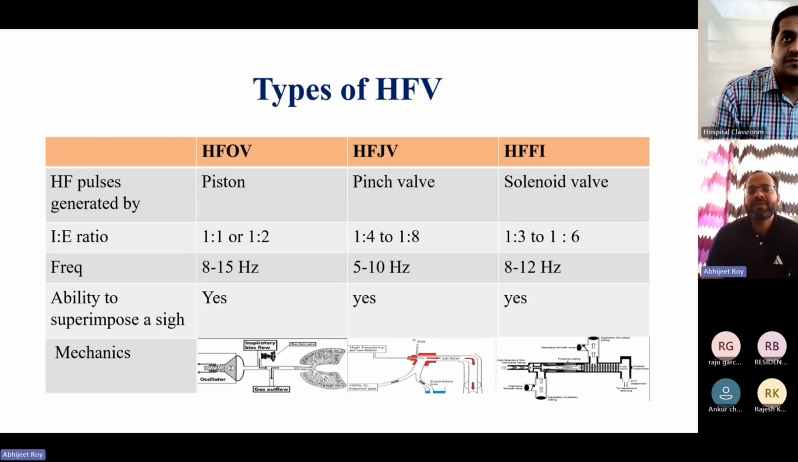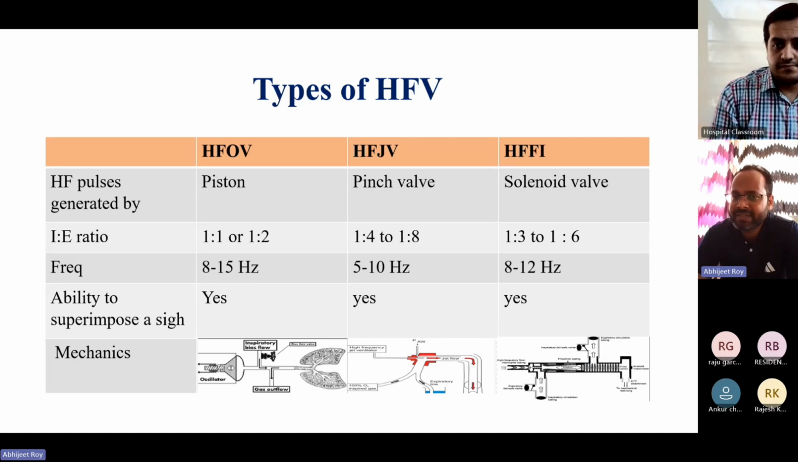So there are different types of high frequency ventilation. These include high frequency oscillation ventilation, high frequency jet ventilation, and high frequency flow interrupters. In high frequency oscillation ventilation, as we know, the pulse is generated using a piston or a diaphragm. Then the I to E ratio is 1:1 or 1:2, that is inspiratory to expiratory ratio, and the frequency is usually around 8 to 15 hertz.